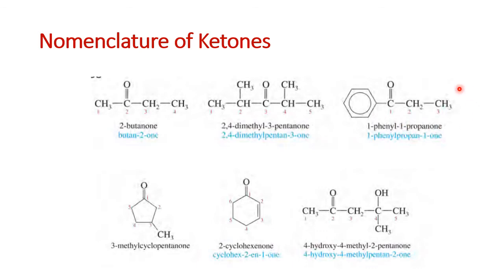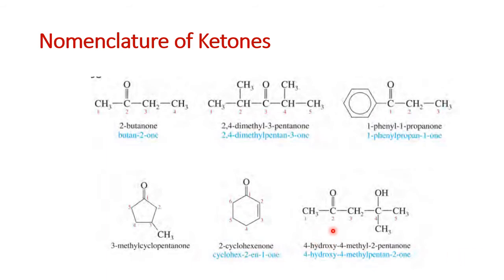Over this side, this is carbon number 1, and this is the phenyl group. So this is 1-phenyl-1-propanone. Similarly, this is the cyclic system, so 1, 2, 3. So this is 3-methylcyclopentanone. Then 1, 2 and 3. This is basically cyclohexene, so its name will be 2-cyclohexenone.